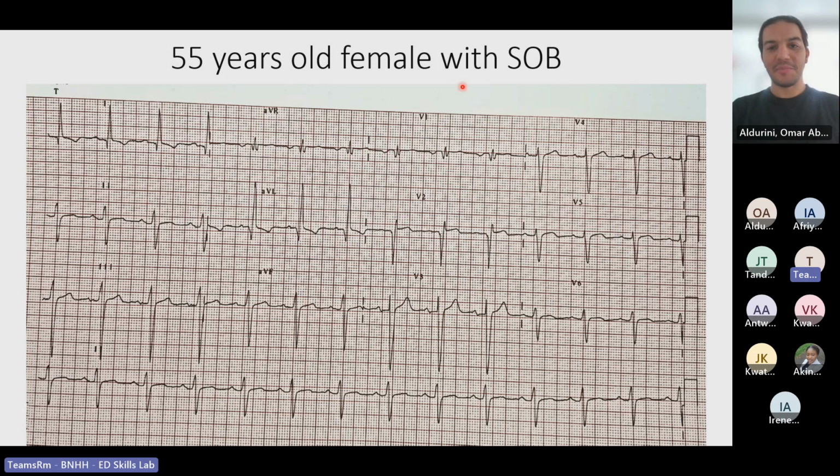This is a 55-year-old female presented with shortness of breath. I'm trying to analyze it now. Okay, so we don't have the heart rate, so we need to calculate the heart rate. And looking at the waves, like the intervals, it seems the intervals are all within the same limit. We can't see any out of range interval here. And looking at the waves, let's see.